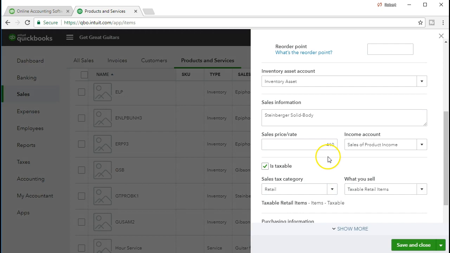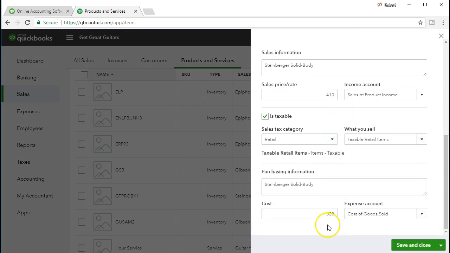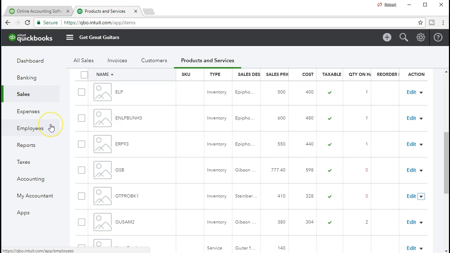And we'll see that we put in the sales price 410 and the cost is 328. So the system knows the cost, but we're not going to put the cost on the invoice because we don't want to tell the customer what the cost is, clearly. But the system will calculate it when we generate the invoice. Therefore, we'll see the invoice as the backup to the inventory going down, as well as the cost of goods sold. So let's see the last form.